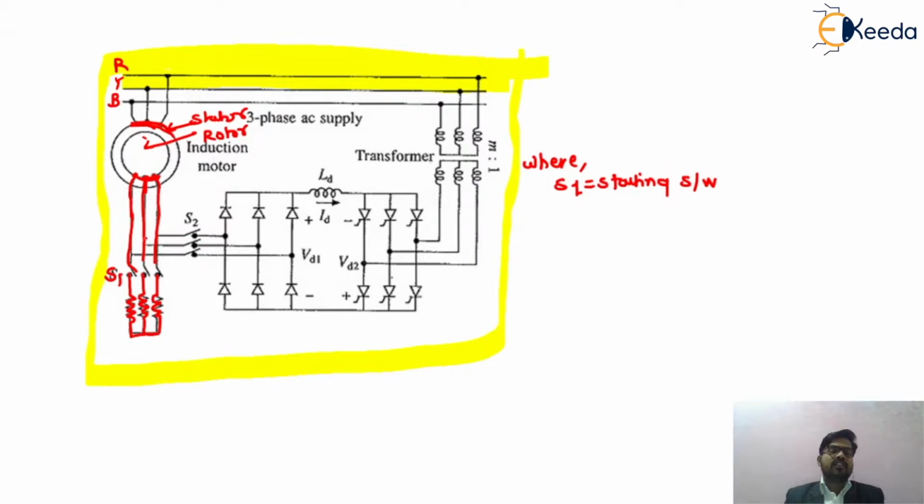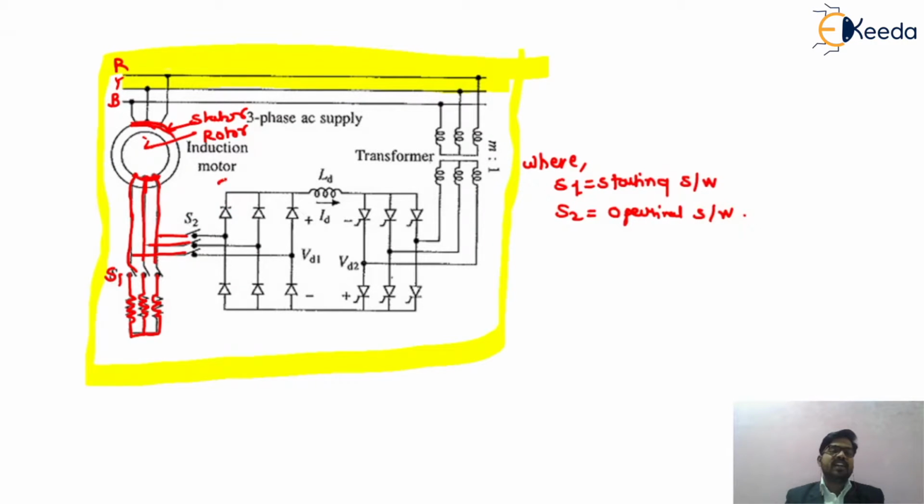Then as shown in the figure, there is another switch which is called S2. We call it the operational switch of your static Scherbius drive. So it is the operational switch, switch number S2.